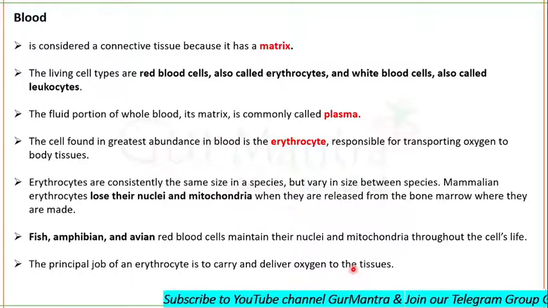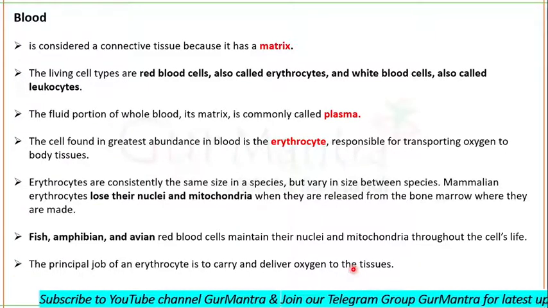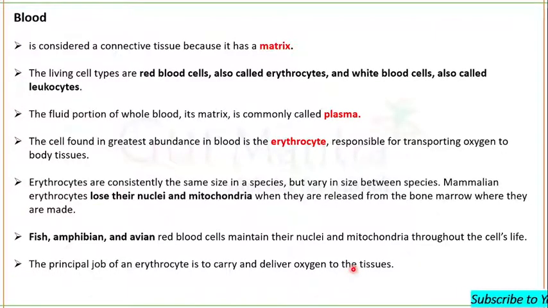Okay, the principal job of erythrocyte is to carry and deliver oxygen to tissue. What is the principal job of an erythrocyte? Because it carries and delivers oxygen to tissues.